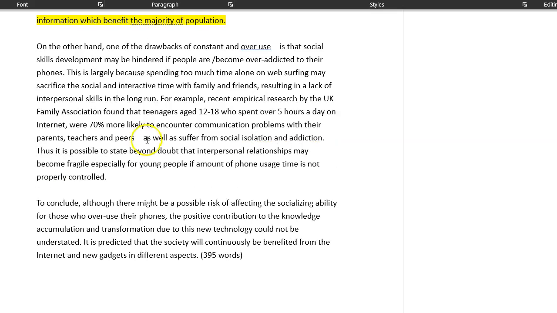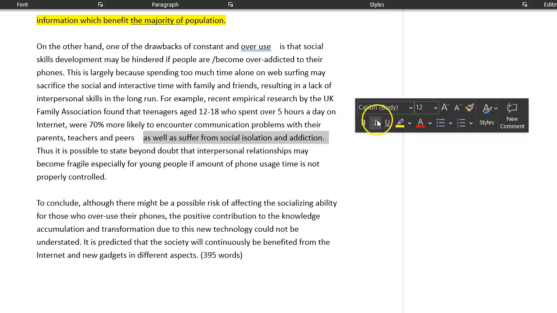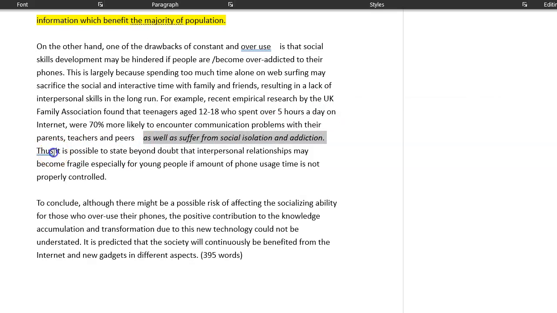Okay, so again, we want to try and get in this idea of, yes, you've said the dangers, but we want to get this idea into the dependence on. This is what is causing the problem. Thus, comma, it's possible to state beyond doubt that interpersonal relationships may become fragile. Yeah, really nice. Very good. Neat paragraph. To conclude, although there might be a possible risk of affecting socializing ability for those who overuse their phones, positive contribution should not be understated.